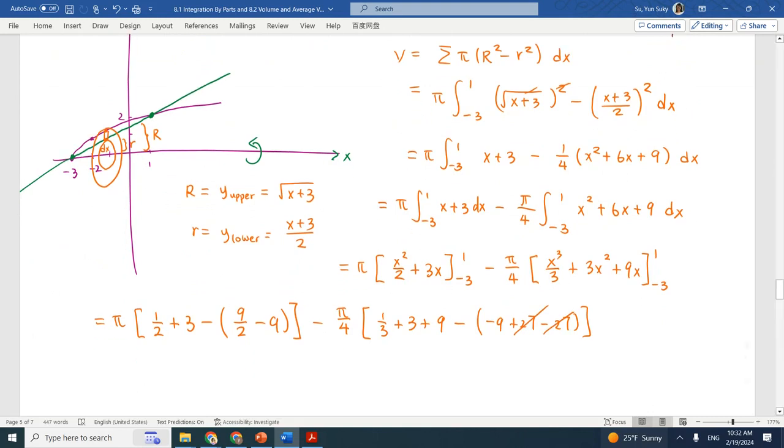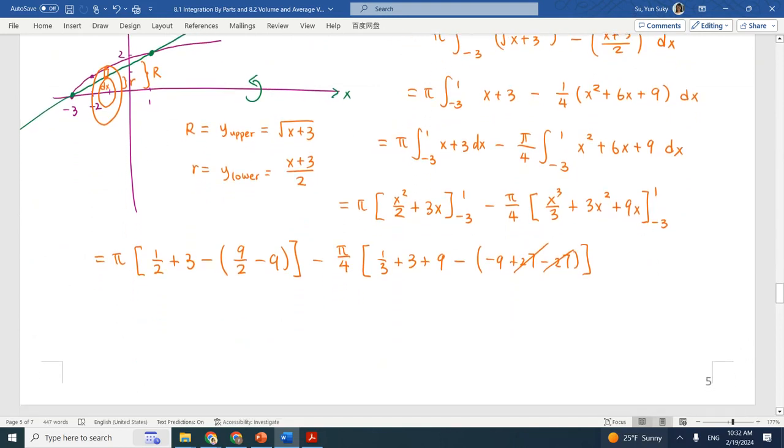Let's see. So now you can put this in your calculator. What do you get? I got 43 pi over 6. I don't plug in the pi. I just plug in these fractions, and it gave me 43 over 6. You have the same thing. So we use pi.